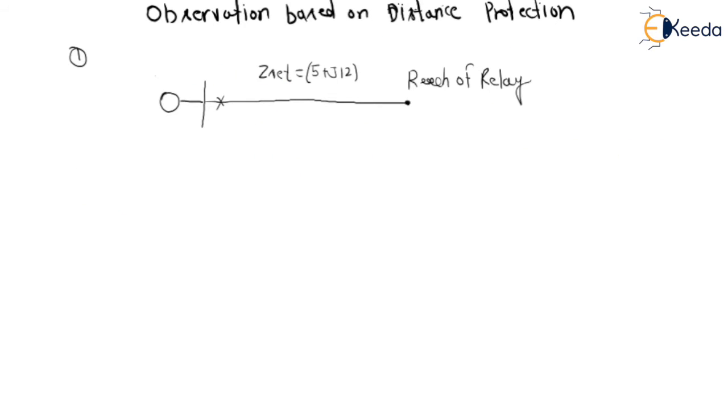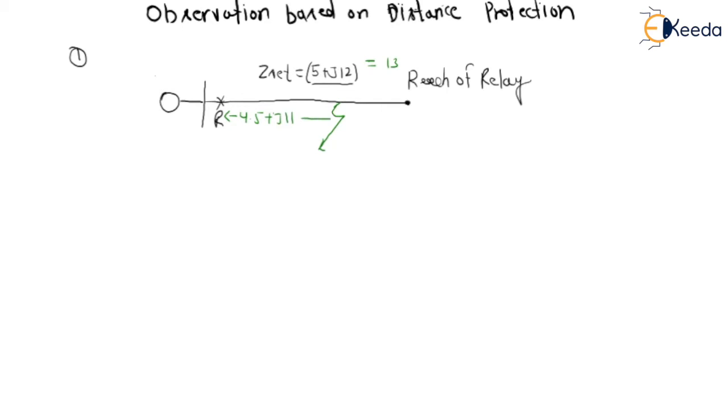So the first observation is why reactance relay is used for short transmission line. Let us assume we have one transmission line and the relay R that has Z set equal to 5 plus j12. The magnitude of this is 13. If any kind of fault occurs within the reach of the relay, let us assume the impedance seen from here will be 4.5 plus j11.